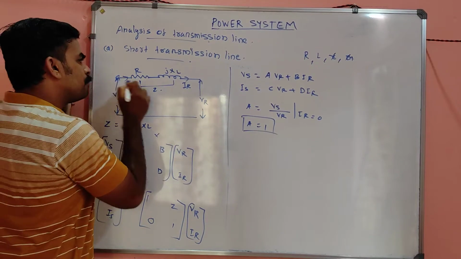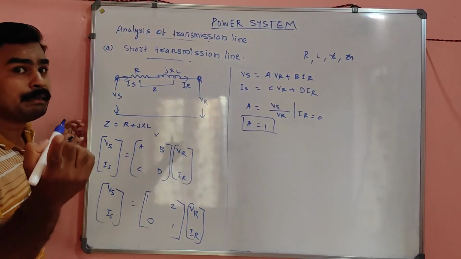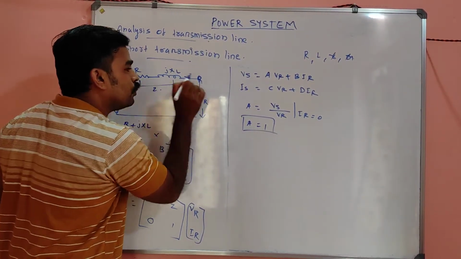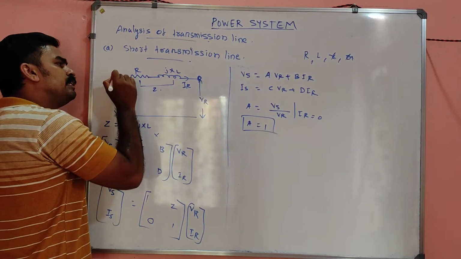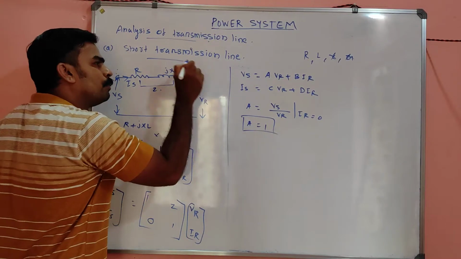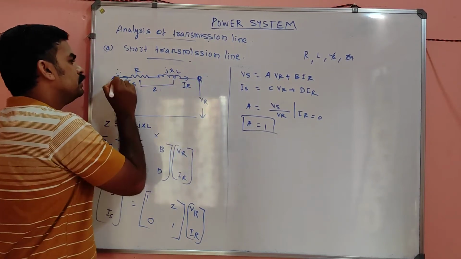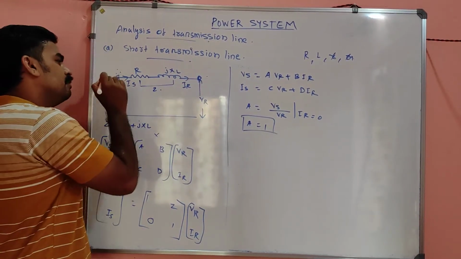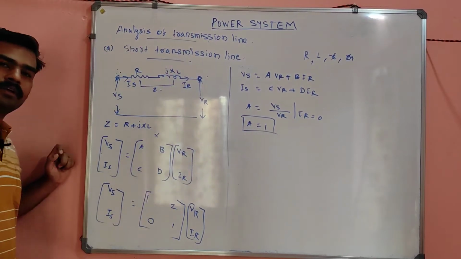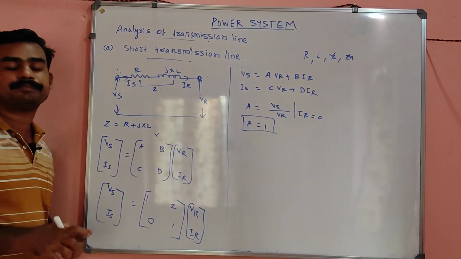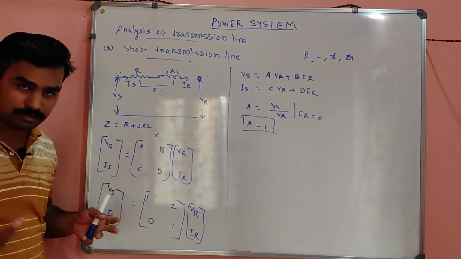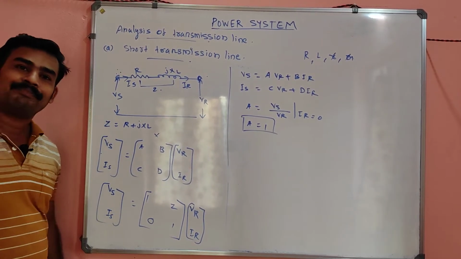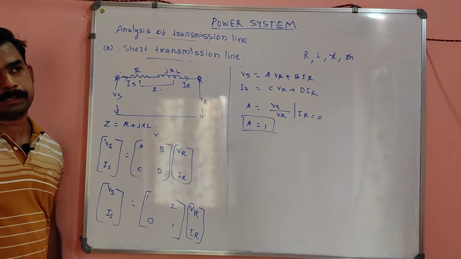The potential at this point and the potential at this point will be the same. Then only there will not be any current flow. The reason for the current flow here is nothing but the potential difference between here and here. If there is no potential difference between here and here, this voltage and this voltage will be the same. Vs will be equal to Vr. That's all. Simple. In that way also you can think.